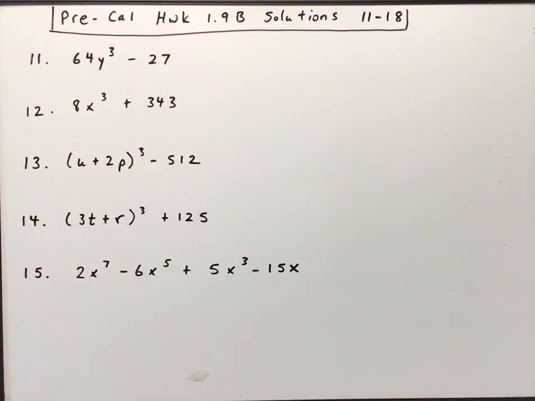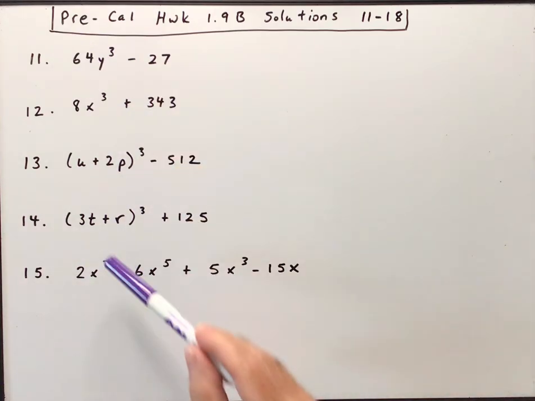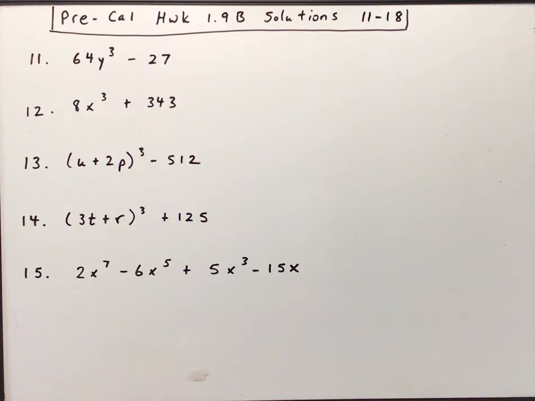1.9b, where we're going to work worksheet 1.9, 11 through 18. So these first four are the sum or the difference of two perfect cubes, so we're going to use that formula.